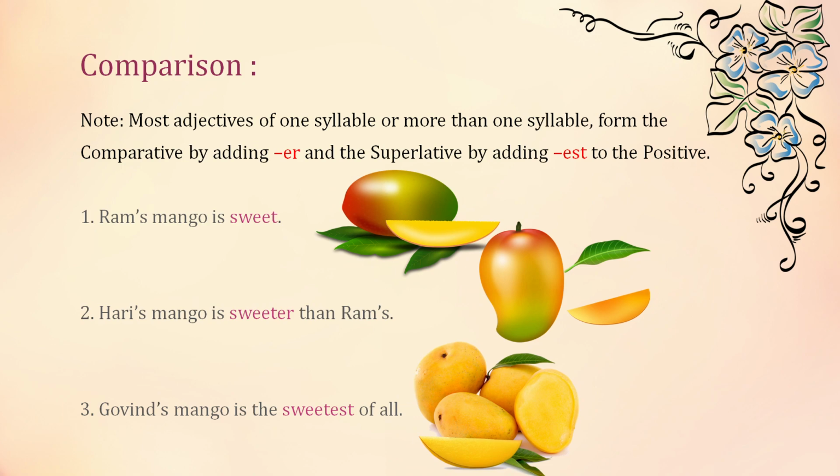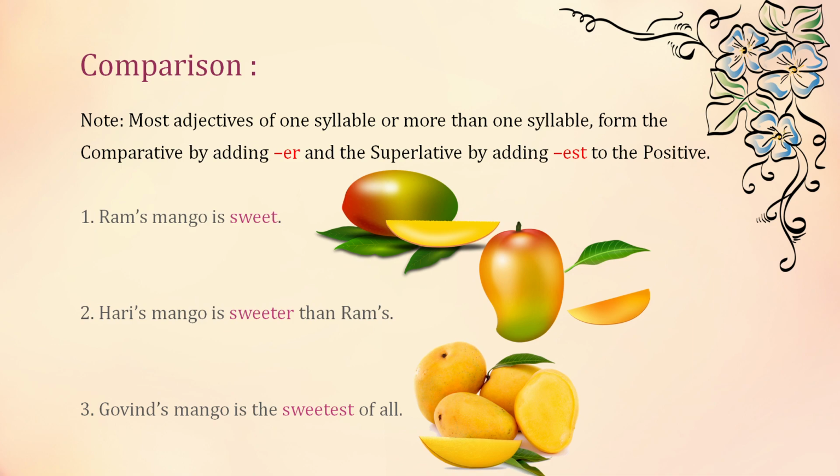Now read the sentences given here. Ram's mango is sweet. Hari's mango is sweeter than Ram's. Govind's mango is the sweetest of all. In sentence 1, the adjective sweet merely tells us that Ram's mango has the quality of sweetness without saying how much of this quality it has. That means in the first sentence we are not making any comparison.